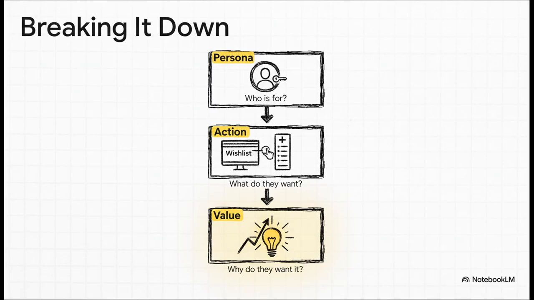So let's put some meat on those bones. The persona, that's your who. In this case, a logged-in customer. Simple enough? The action is the what. They want to save items to a wish list. Got it. But the value, the value is where the real magic happens. That's the why. Knowing that the reason is so that I can find them to purchase later, that is gold. That gives the team all the context they need to make smarter decisions about everything, from design to the actual code.